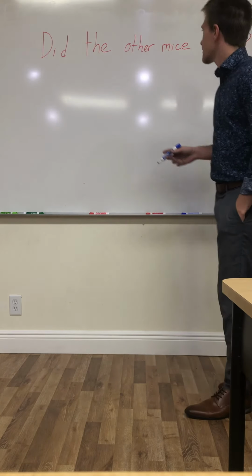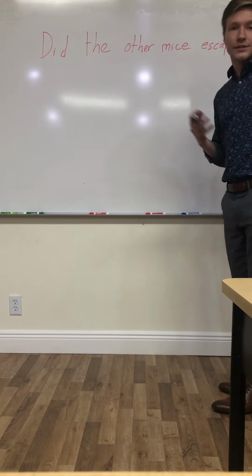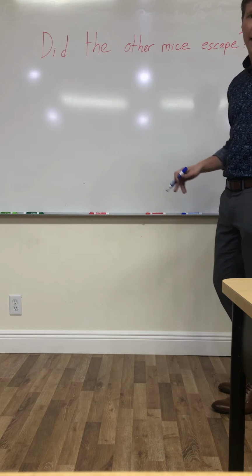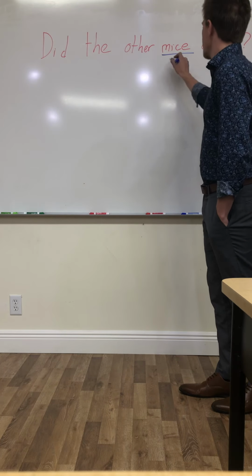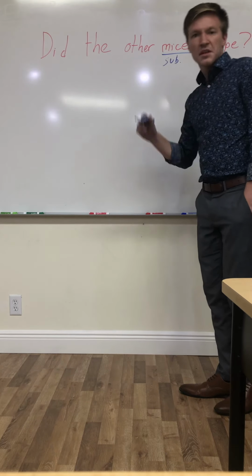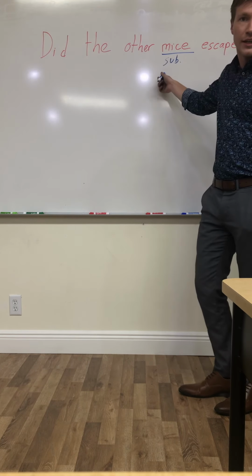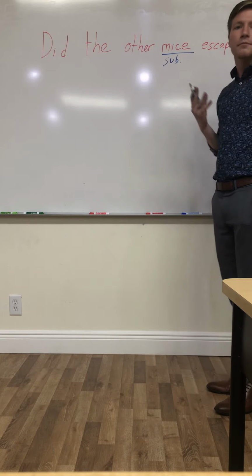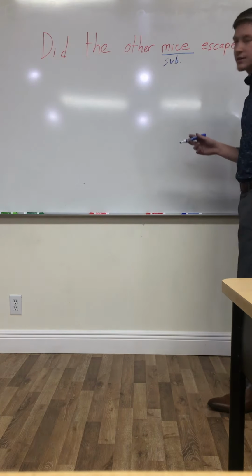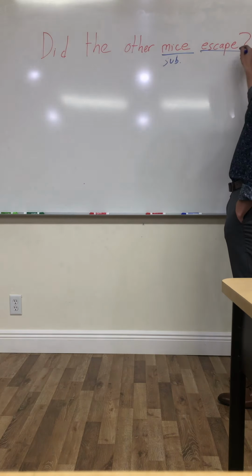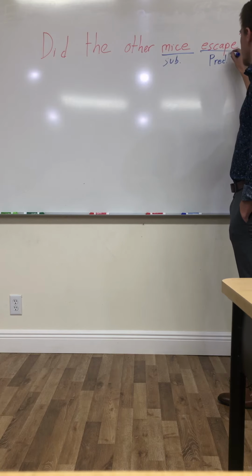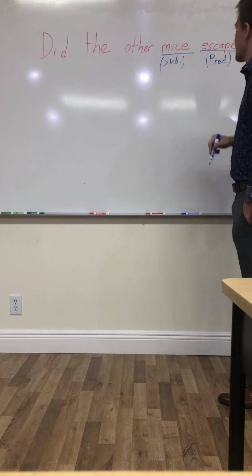When I look at the sentence, what is the sentence about? Who is the sentence about? Did the other mice escape? Reading that, I can tell mice is my subject. So, just like we talked about in class, let's draw a line underneath that and organize it this way. Now, what are the mice doing? When we read the sentence, we can see that the mice are escaping. So, I hope you can see that there. I'm going to write my predicate verb underneath, escape.